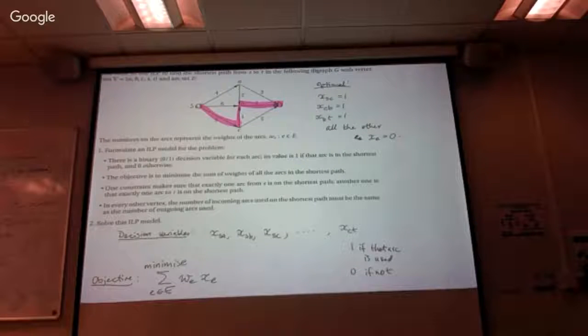I think that there should be a handout for you somewhere. I don't know. I think it's like 1 mark for the formulation and 1 for the solution.